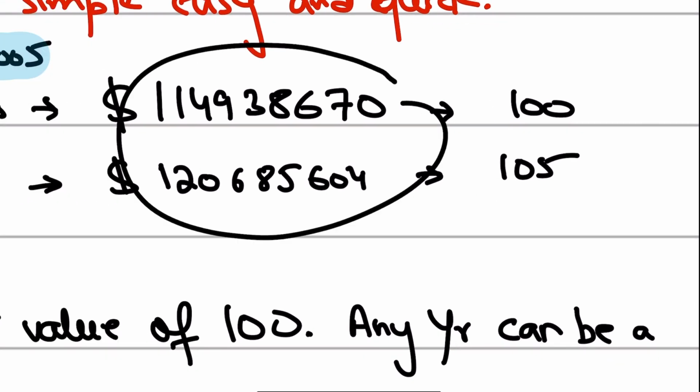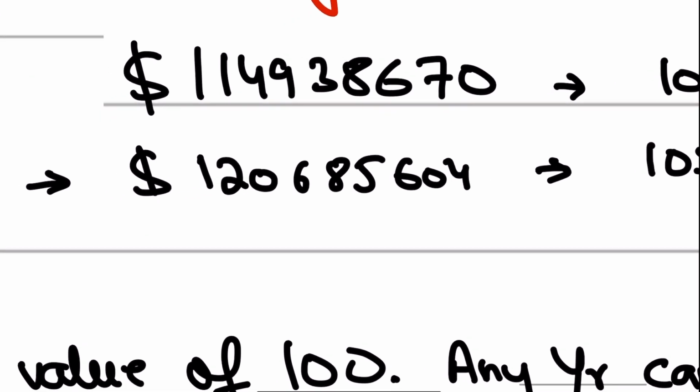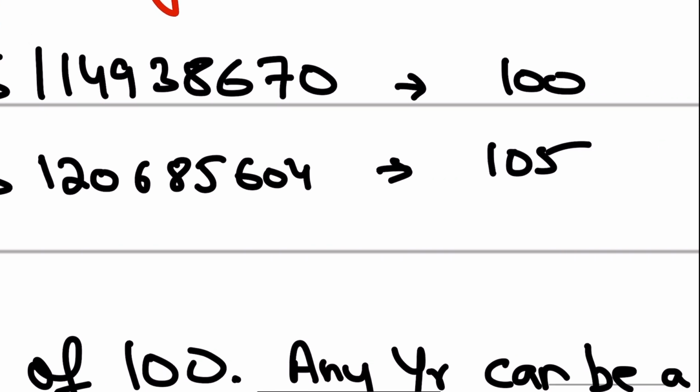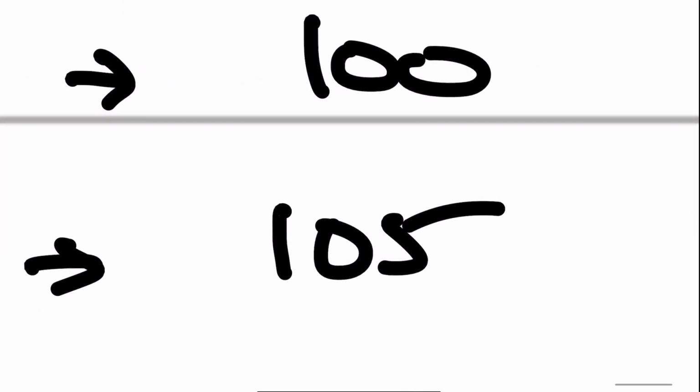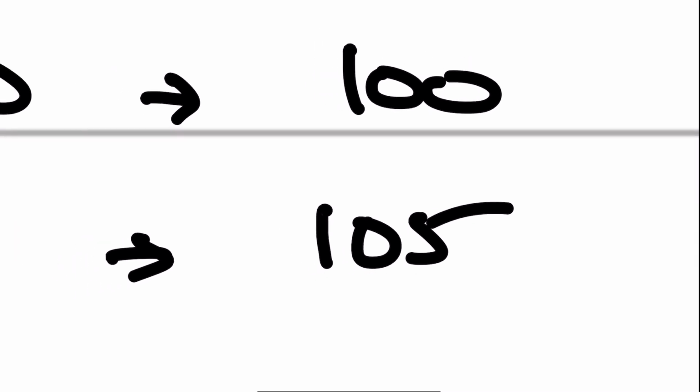Than these two numbers, because it will make my calculation very quick, simple and easy. And I can easily see, okay, fine. Because comparing 114938670 by 120685604 is, even by looking at it, difficult for me to figure out whether the prices have gone up or gone down. I can't even figure that out, right? But if I look at 100 and 105, I can easily figure out that the prices have gone up because the index has gone up.